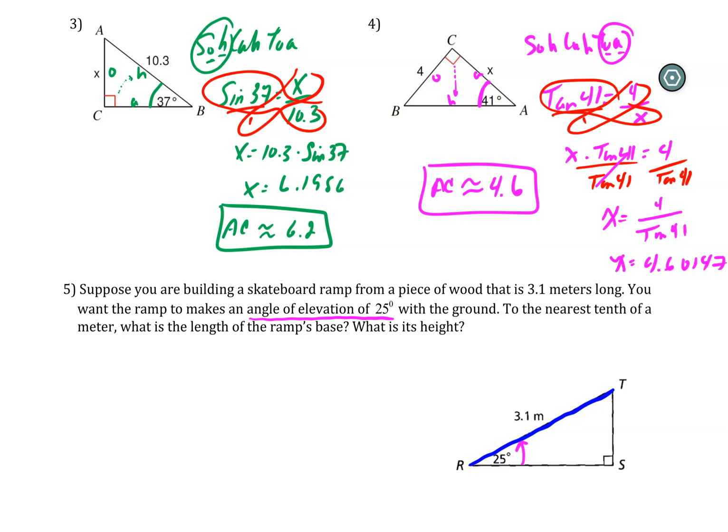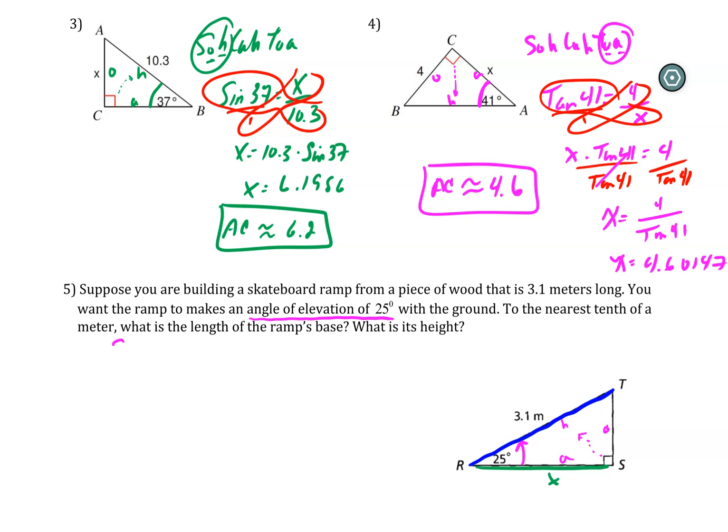To the nearest tenth of a meter, what is the length of the ramp's base? So now we're looking for the base. That's this part here. So we're going to have to figure out how long that is. So I'm going to call that x. All right, so we are here. So with respect to this, we've got opposite. Across from our 90-degree angle is hypotenuse, and this one is adjacent. So here we've got the hypotenuse, and we are looking for the adjacent.